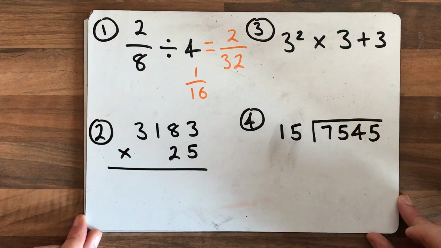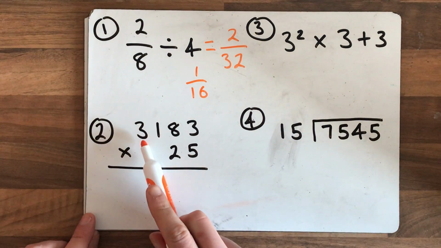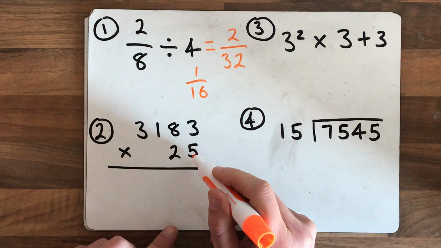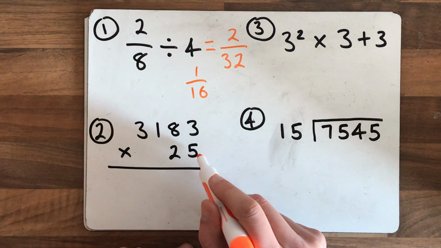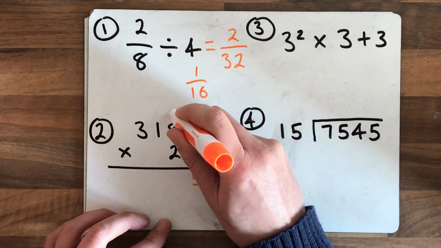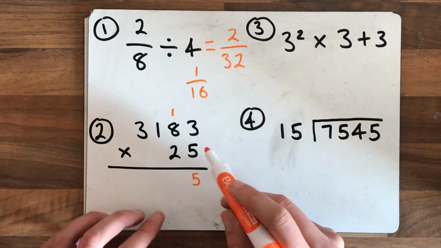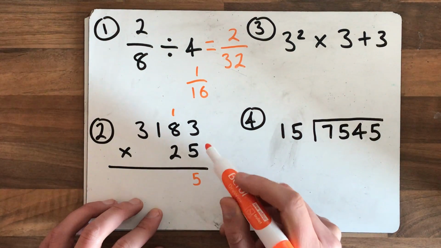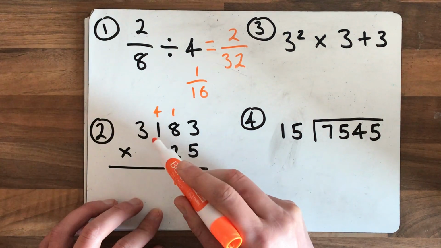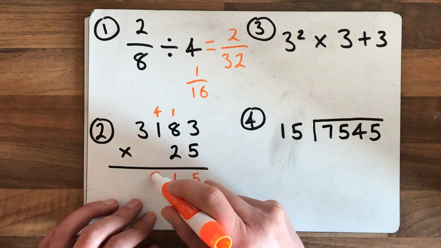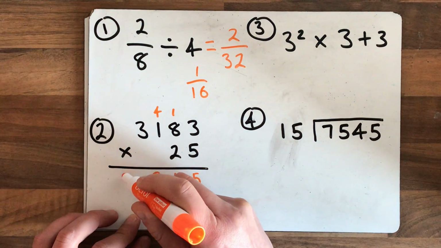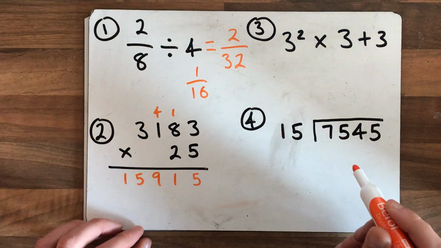Right, moving on to number 2 now. It's a multiplication, a 4-digit by a 2-digit. So starting off with the units first of all. So 5 times by 3, 15, the 1 gets carried over. 5 times by 8 is 40, add the 1, 41. 5 times by 1 is 5, add the 4 is 9. 5 times by 3 is 15. There's nothing left to multiply, so we can just write it in there.